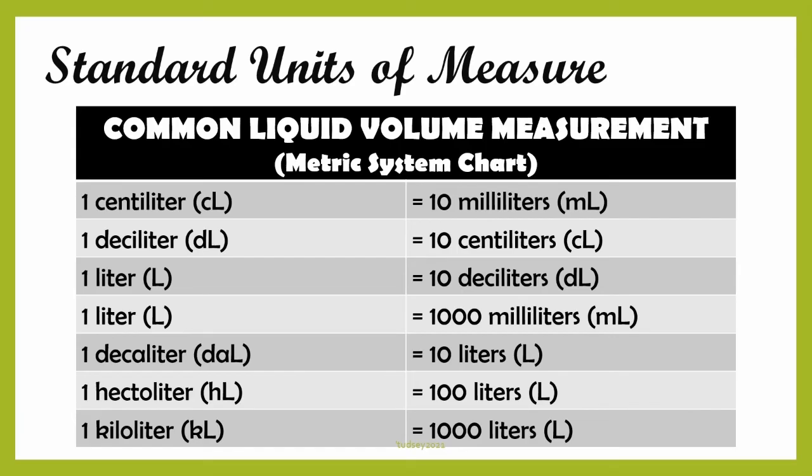Common liquid volume measurement. 1 centiliter is equal to 10 milliliters. 1 deciliter is equal to 10 centiliters. 1 liter is equal to 10 deciliters or 1,000 milliliters. 1 decaliter is equal to 10 liters. 1 hectoliter is equal to 100 liters. And 1 kiloliter is equal to 1,000 liters.